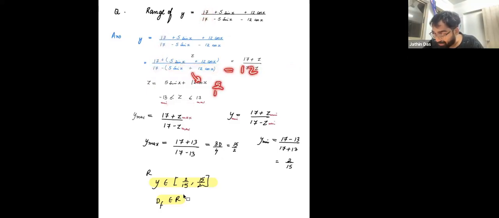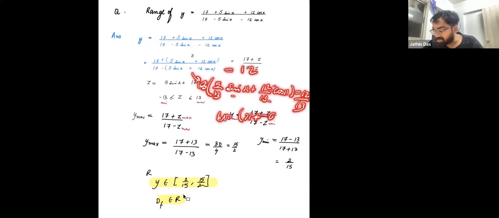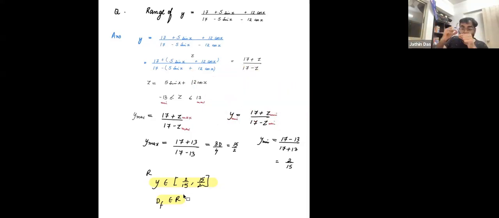The way I told you, multiply by 5 by 13 and take sine. That you will see more in the trigonometrical equations chapter. And this 12 by 13 will come, and this is cos of x minus tan inverse 5 by 12, whatever it is. That we'll see in trigonometrical equations: how to remove that value, how to find that value.